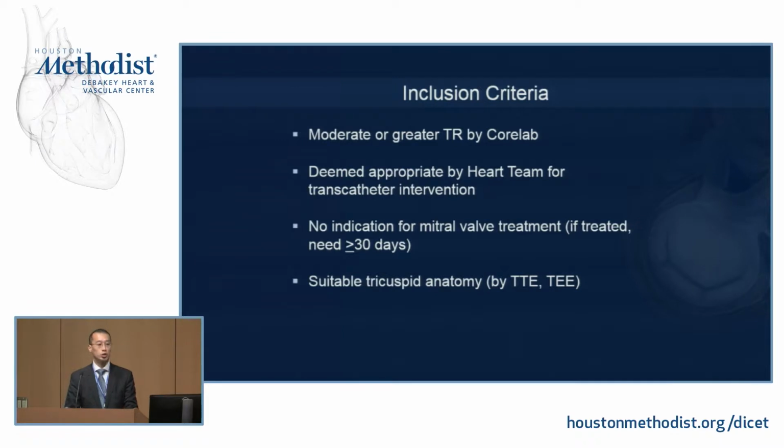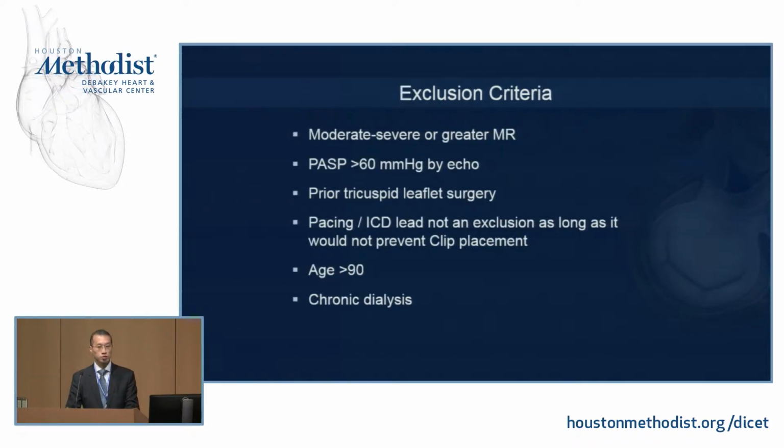Here are the inclusion criteria. You do have to have moderate or greater TR by core lab adjudication. The heart team has to deem the patient appropriate for transcatheter intervention. You cannot address the mitral valve within 30 days if the patient has concomitant significant MR, and you have to have suitable tricuspid anatomy.